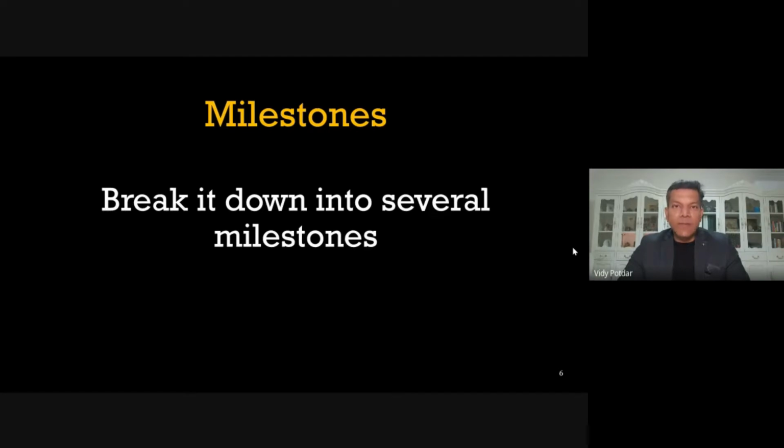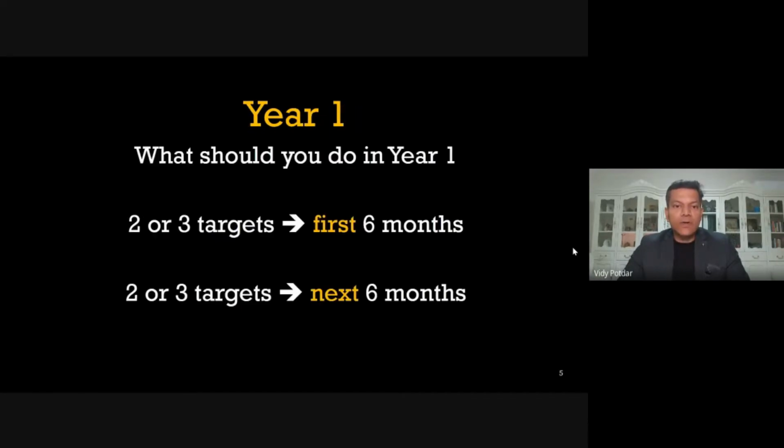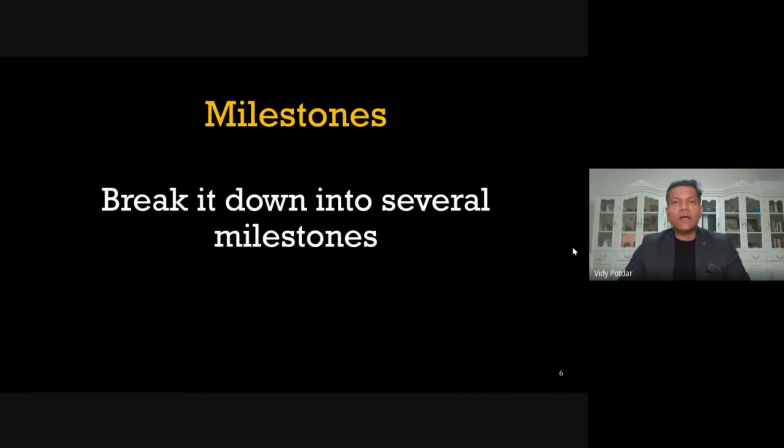Break it down into several milestones. So if there are, say, 2 or 3 targets in the first 6 months, break it down into different smaller milestones. It could be a weekly milestone, a monthly milestone, or even a daily milestone. Imagine you have a piece of paper on which you have written target 1, target 2, and target 3. And you put the start date and the end date whenever you have to deliver on that particular target.